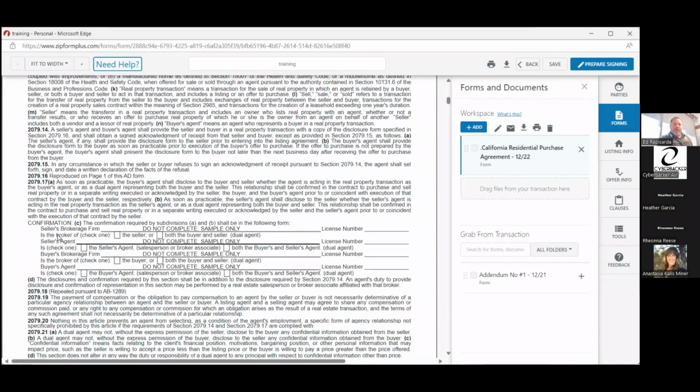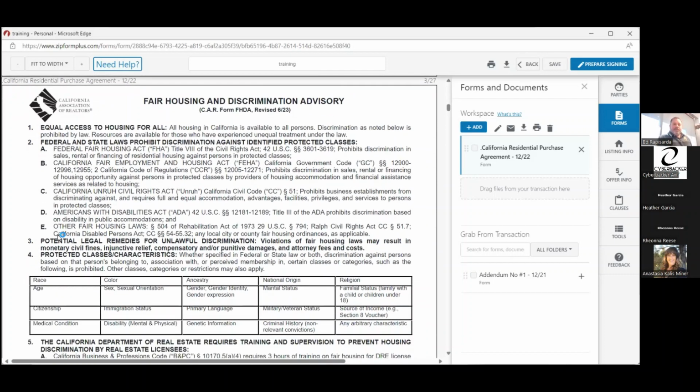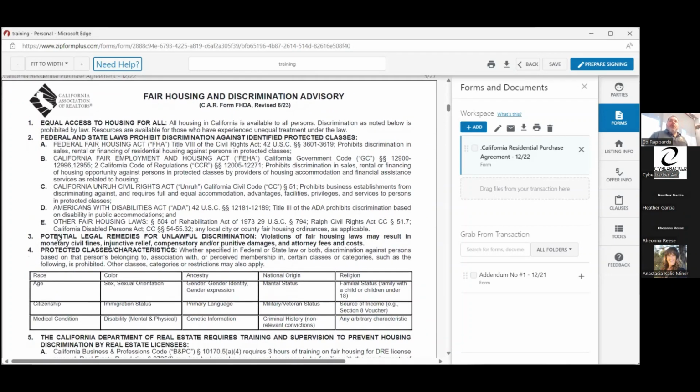Any questions here on agency? Our next form is fair housing and discrimination.